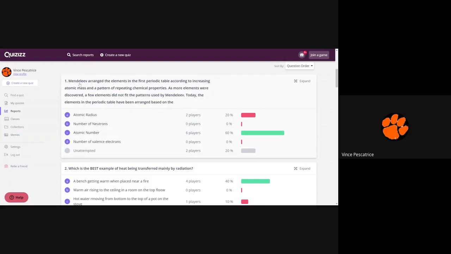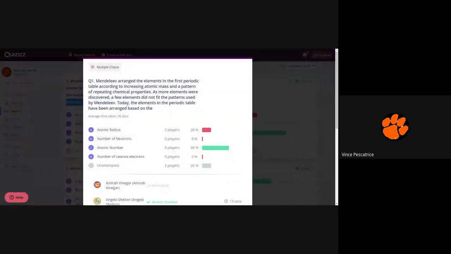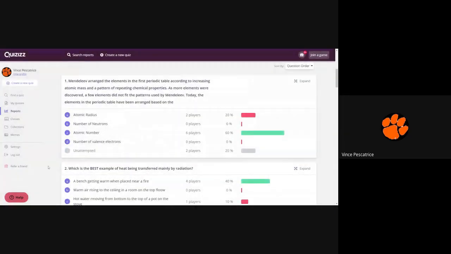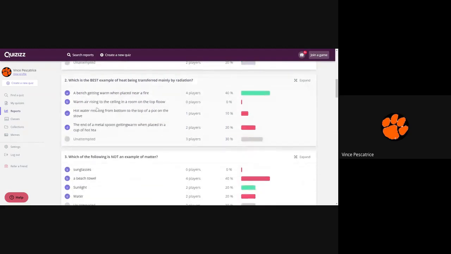In this question, you can weed out the beginning part because it's just a little bit of a story. The real information you need is the end. Today, the pattern of the elements in the periodic table is based on the atomic number. The atomic number also tells us the number of protons and the number of total electrons, not valence electrons, but just total electrons.